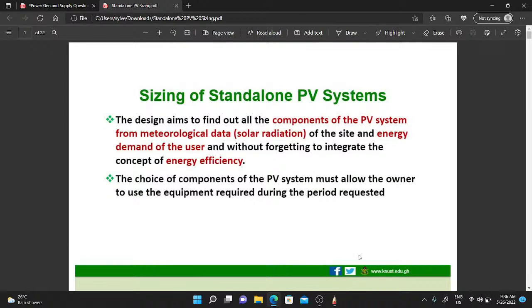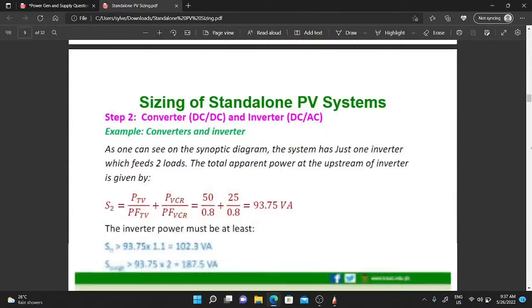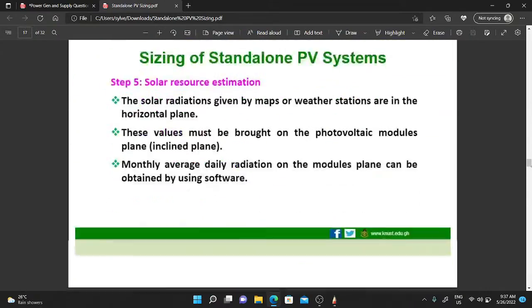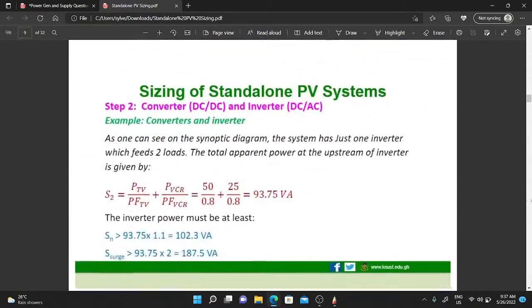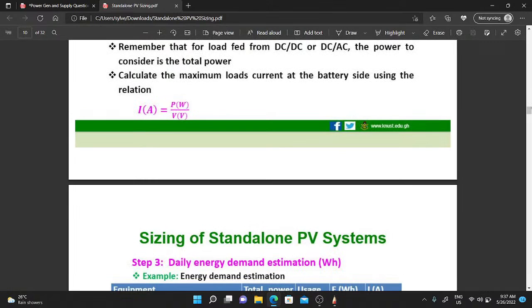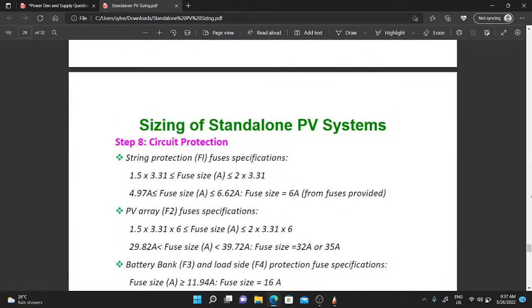You understand? So please let's hurry up with this. Thank you. So we are looking at the size and all the steps are here. All right. So let's start, please.